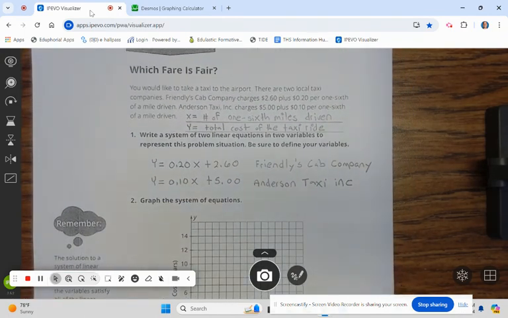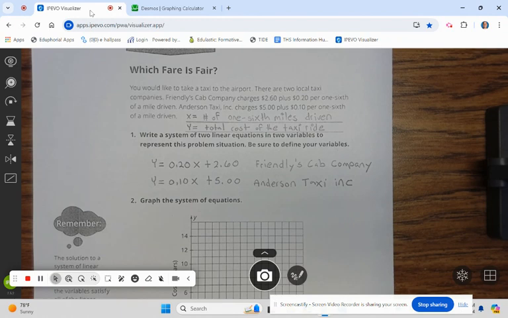Which fare is fair? You would like to take a taxi to the airport. There are two local taxi companies. Friendly Cab Company charges $2.60 plus 20 cents per 1/6 of a mile driven. Anderson Taxi Inc. charges $5 plus 10 cents per 1/6 of a mile driven. Let's first define the variables. X is the number of 1/6 miles driven, and y is the total cost of the taxi ride.